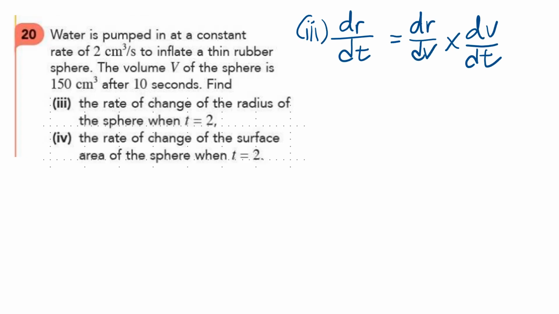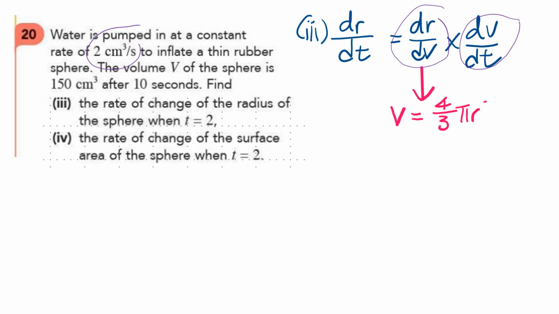So you need to form your connected rate of change. So dr over dt is dr over dV times dV over dt. This guy we know already from earlier on, right? We're given 2 centimeter cube, that is your 2. This is the one that we need to find. And how will we find that? Yes, it's from your part 2. We got the formula for the volume of your sphere, which is 4 third pi r cube, right? So we just find dV over dr.